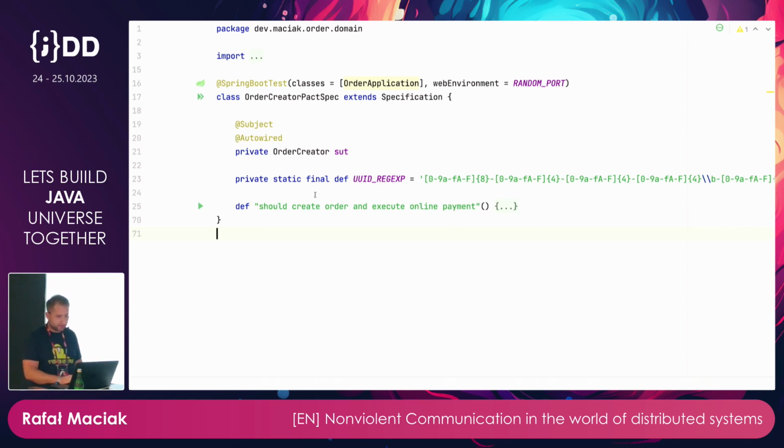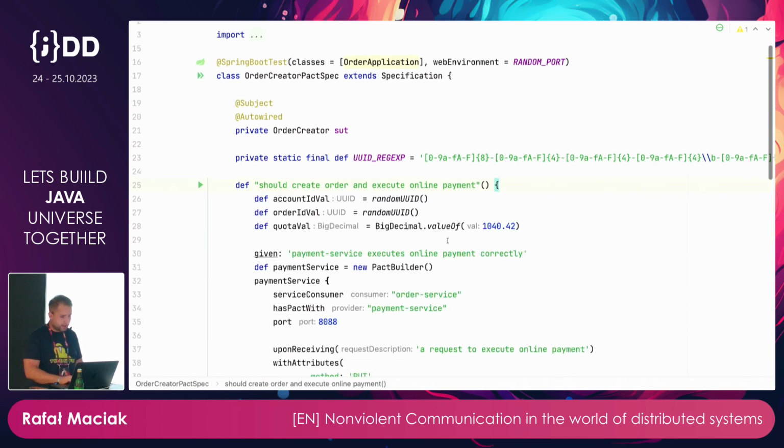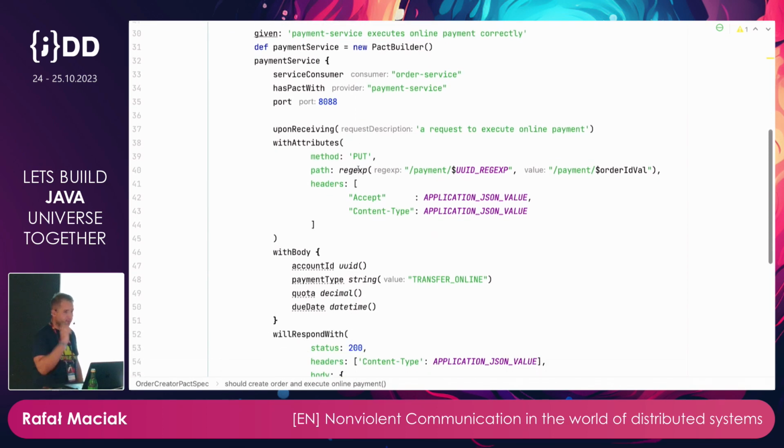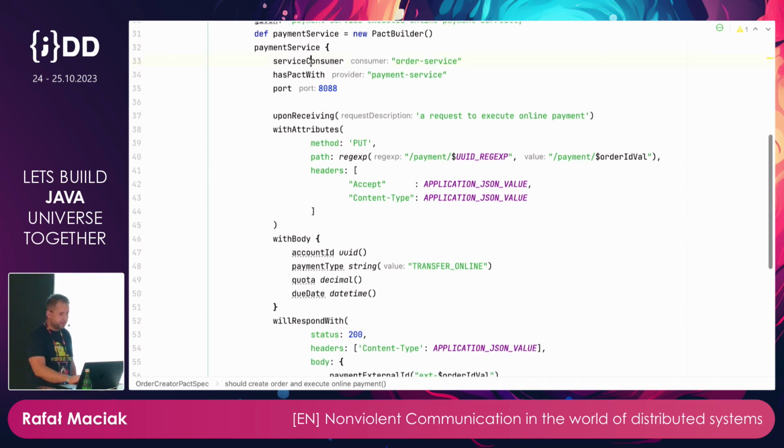So I implemented the test, which is the positive scenario, should create order and execute online payment. In this test, I'm using the Pact builder, which is this DSL I explained, to define our expectation about this communication. Remember, it's not the contract itself, it's just a definition of the expectation which will be used to create the contract. So I'm defining that this service is order service, this is the consumer, and it has a pact with payment service. Pact is used in the Pact framework instead of the contract, so if I'm talking pact, it's contract. And those services communicate on port 8088.